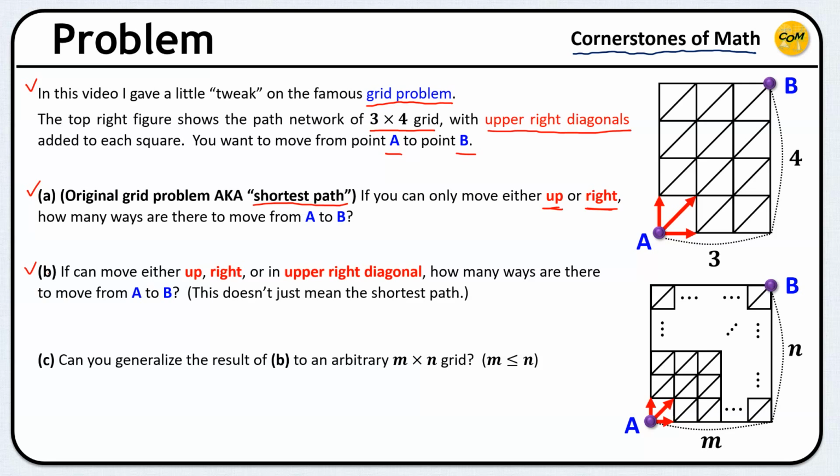And in problem B, there comes a tweak. If you can move either up, right, or in upper right diagonal, how many ways are there to move from A to B? By the way, it is worth mentioning that this doesn't just mean the shortest path. And in problem C, can you generalize the result of problem B to an arbitrary m by n grid, where m is the smaller number?